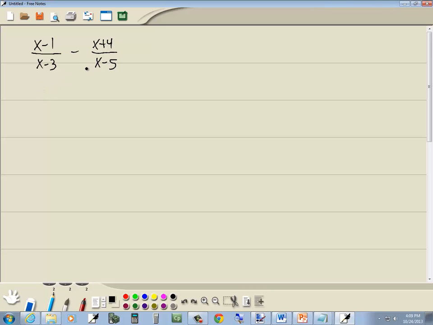Well, there's nothing to factor. These are broken down as much as they can be. Next step is to figure out our LCD. I'm going to start with the first factor, the x − 3. We're looking for the greatest number of x − 3's in any single denominator. There's 1 here, none here, so the greatest number of x − 3's is 1.